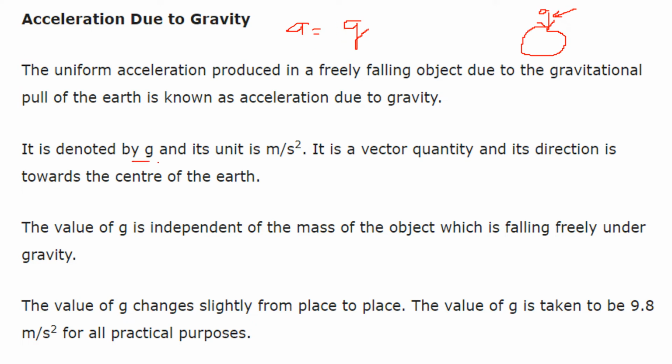We denote it by g, and because it is an acceleration, the unit is meter per second square. It has a direction, so it is a vector quantity, and the direction is towards the center of the earth. This value of g is independent of the mass of the object which is falling freely under gravity. This g changes very slightly from place to place, and for calculation purposes we take it as 10 to simplify our calculation, but the standard value is 9.8 meter per second square.